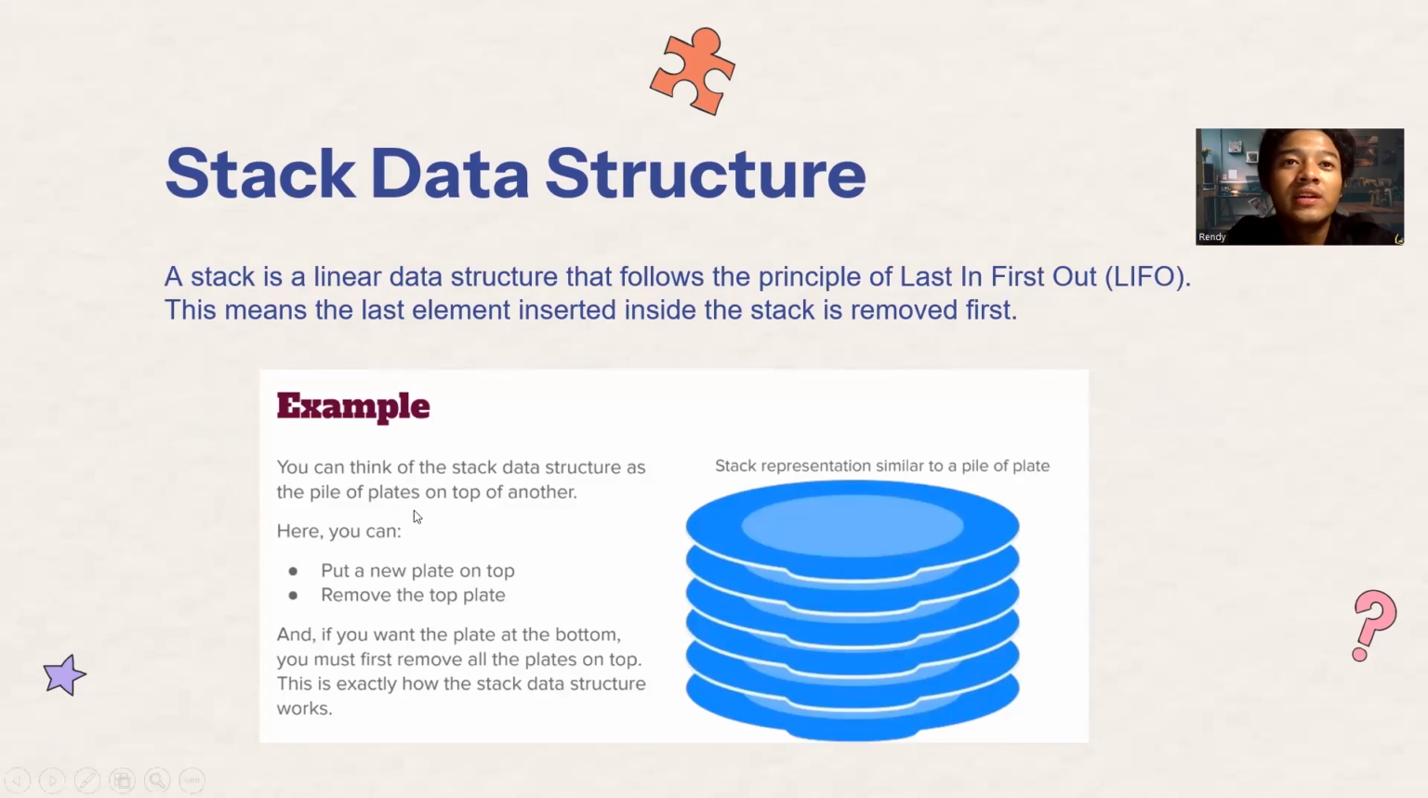For example, you can think of the data structure as a pile of plates, right? Like this, one on top of another. Here you can put a new plate on the top, or you can also remove the top plate. But if you want to take the bottom plate, you have to remove the plates from the top, plate by plate, right? If you want the plate at the bottom, you must first remove all plates on top. This is exactly how the stack data structure works.